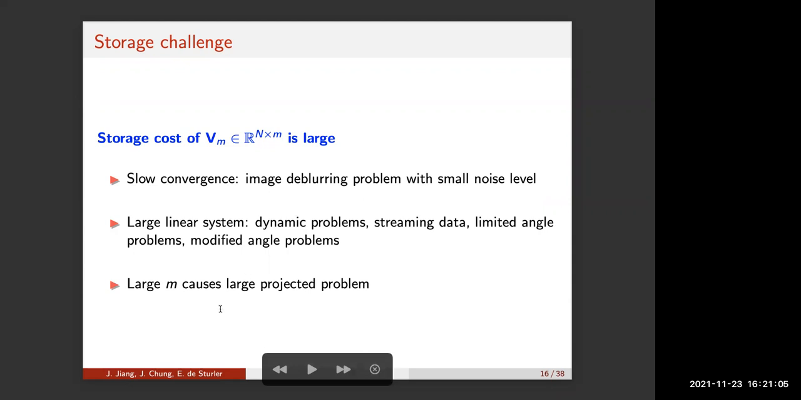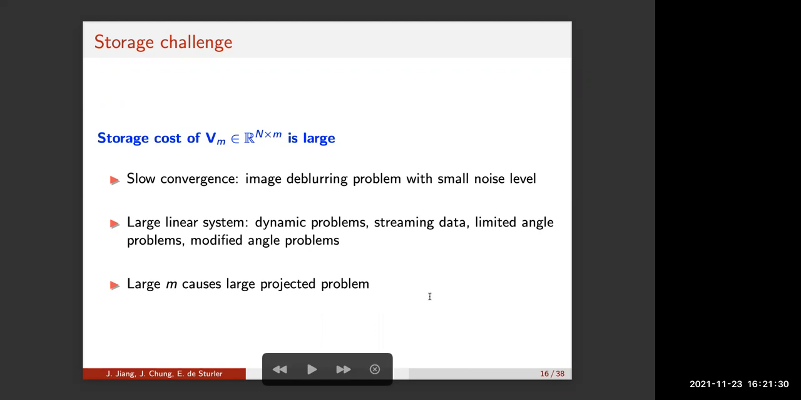And the last one is, even if the storage allows us to run a large number of iterations, when the iteration number becomes large, it will also cause the size of the projected problem to become large. So in this case, solving the projected problem will not be as fast as before.